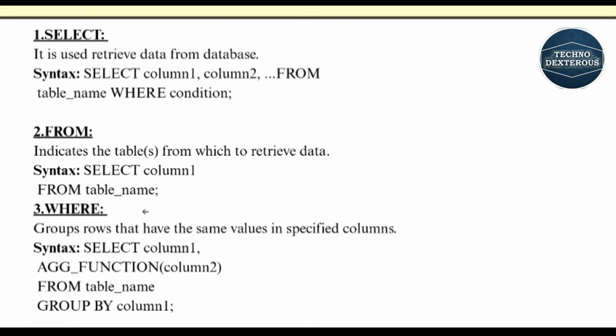Then where. Where is used to filter rows based on a condition. The syntax of where is: select column 1, column 2 from table name where condition.